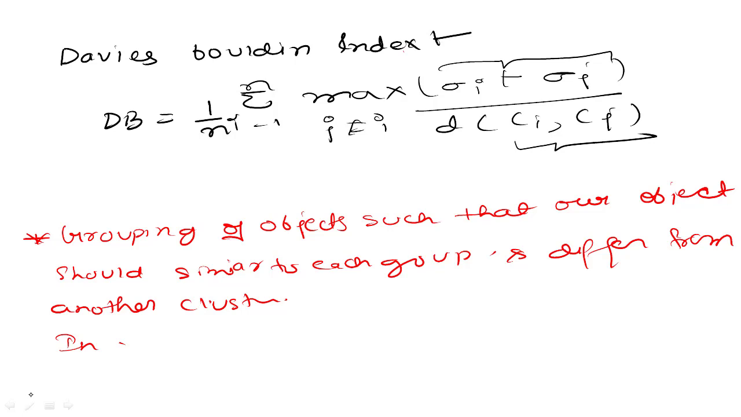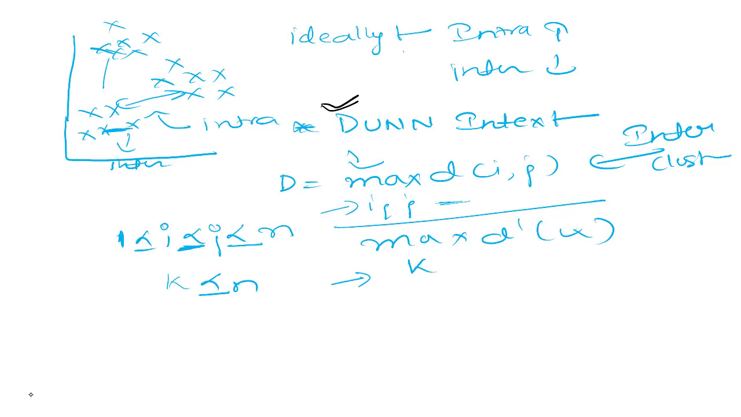Then we have seen how we can evaluate. I have talked about one evaluation index, which is the Dunn index. The Dunn index is used to evaluate your clustering model. It takes the maximum intracluster distance to evaluate the performance between two points. The numerator is intercluster and the denominator is intracluster.